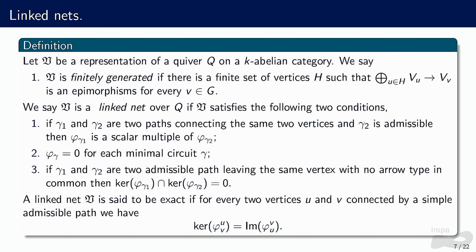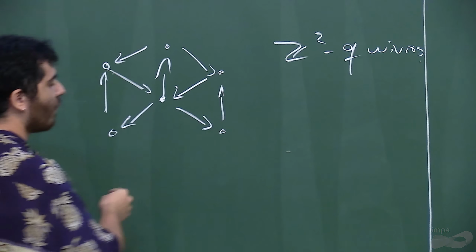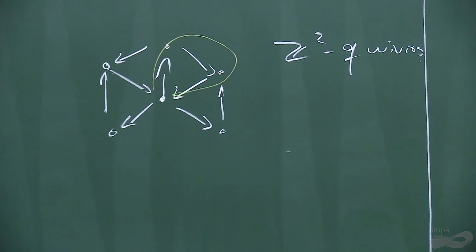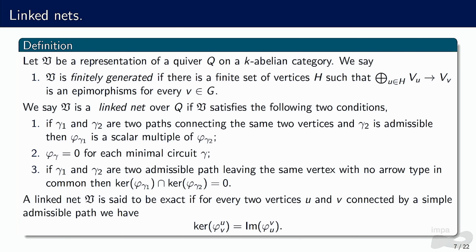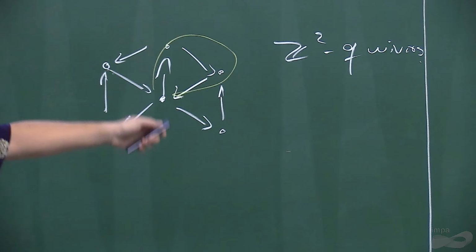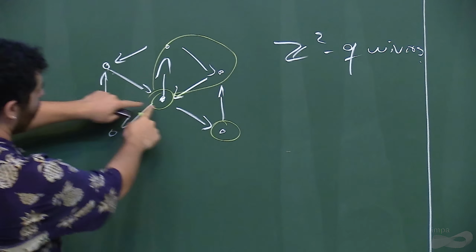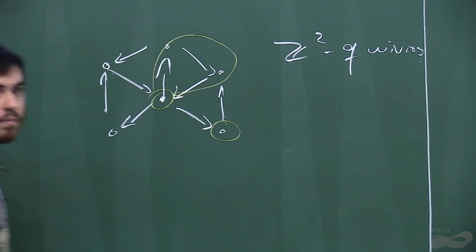For example, if we look at the composition of the functions associated to these arrows along this loop, it's going to be 0. And this last condition means that the intersection of the images associated with two paths that do not have Aron type in common must be 0. And finally, we have this exactness condition, which just means that if we look at the image, for example, of two vertices that are very close, in the sense that they are connected by a simple path, for example this vertex and this vertex, the image of this map coincides with the kernel of this map. Okay?